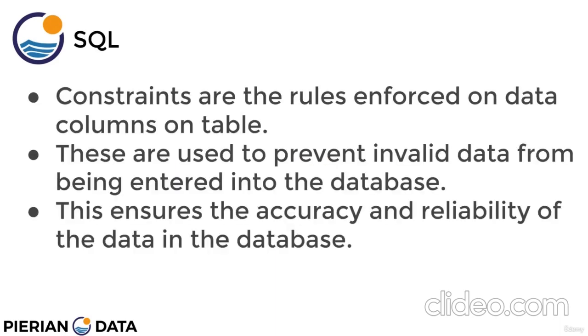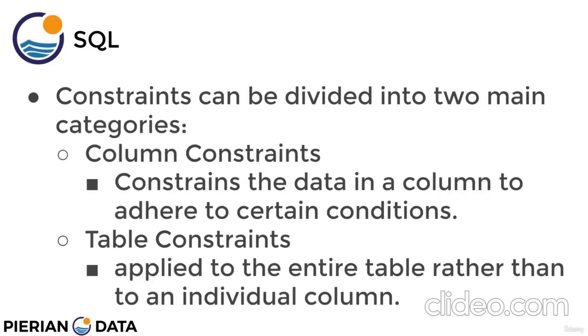Constraints are the rules enforced on data columns on a table. They can also be used to constrain everything in a table, and we'll talk about that in just a second. So constraints are used to prevent invalid data from being entered into the database. This ensures the accuracy and reliability of the data in the database. Constraints can generally be divided into two main categories. There are constraints on a column, which constrains the data in a single column to adhere to certain conditions. And then there are table constraints, which are applied to the entire table rather than just an individual column.